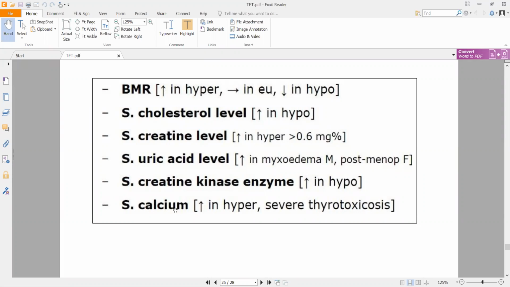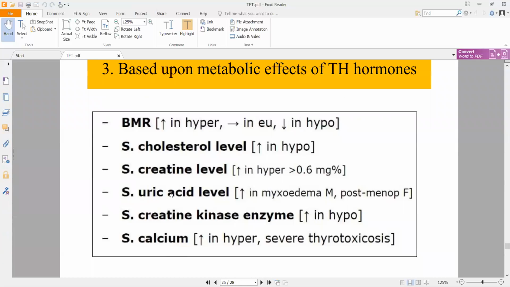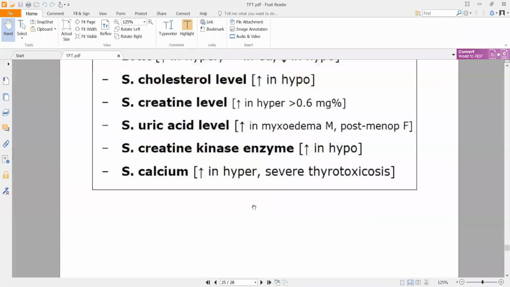In case of thyrotoxicosis or hyperthyroidism, PTH function is impaired, because of which you will have an increased amount of serum calcium. You will understand this a little better when you study thyroid and hyperthyroid, but this is the main mechanism behind it. Right, I hope you understood that.